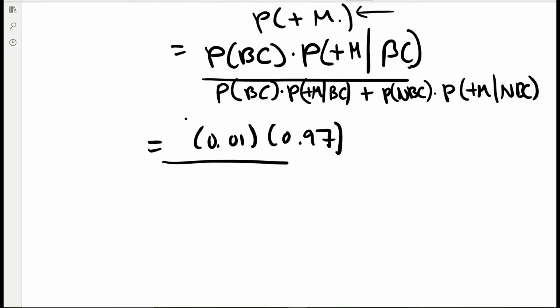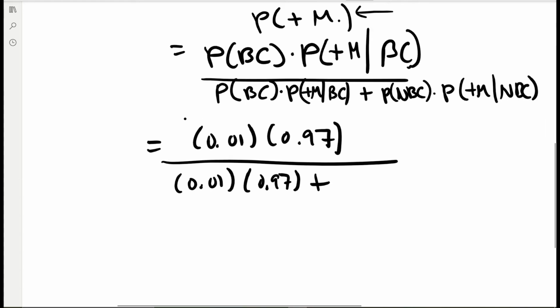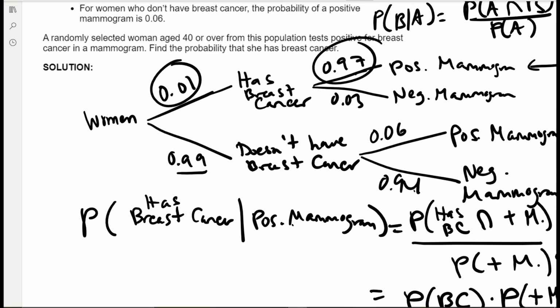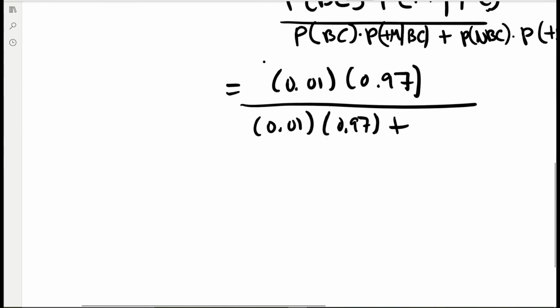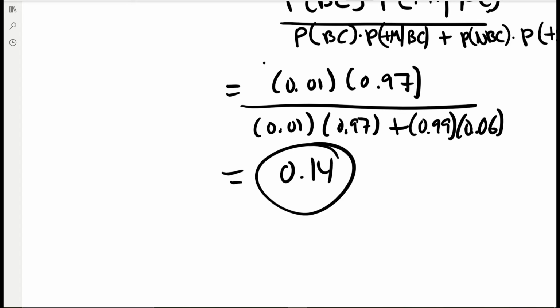So now we can do the calculations. Notice that this is the same thing as the numerator, so we're going to repeat that. So we have 0.01 times 0.97 plus now the probability that she does not have breast cancer according to the tree diagram is 0.99, and then positive is 0.06. So we're going to be using those two numbers. In that case, the probability is 0.14. So you got a 14% chance.